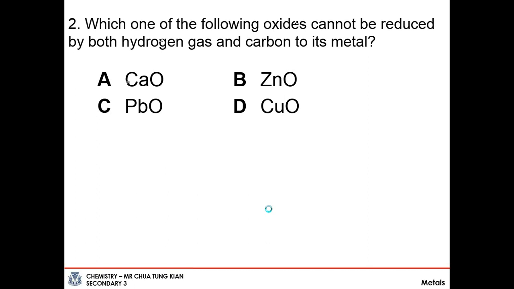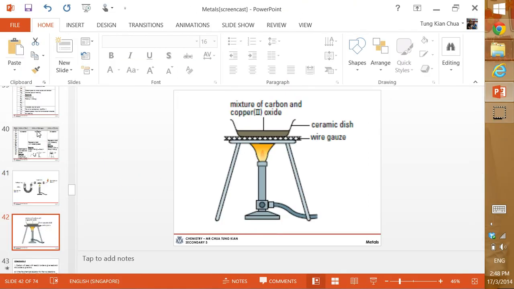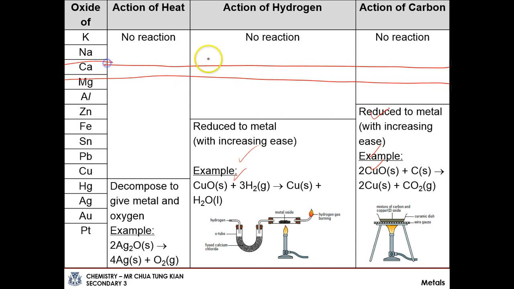Which one of the following oxides cannot be reduced by both hydrogen gas and carbon to its metal? This is actually in the table in one of the earlier slides. Let's take a look. It is actually this slide over here. So which one cannot be reduced by both hydrogen and carbon? Zinc oxide can be reduced by carbon. Lead oxide can be reduced by both carbon and hydrogen. Copper oxide can be reduced by both carbon and hydrogen, and we are left with calcium oxide here. So calcium oxide cannot be reduced by both hydrogen and carbon. So the answer is A.